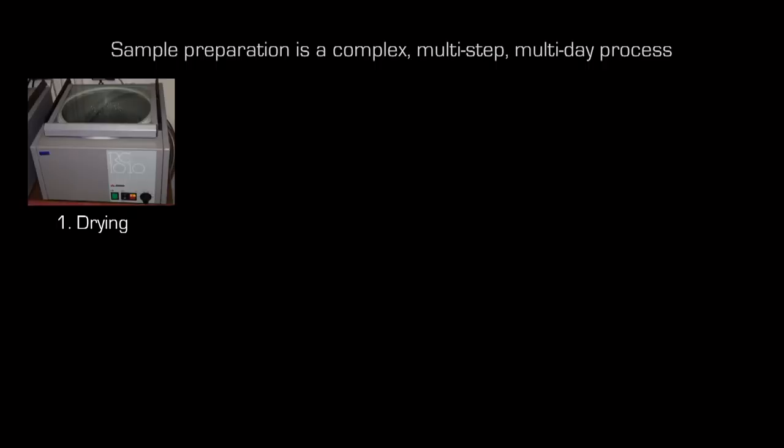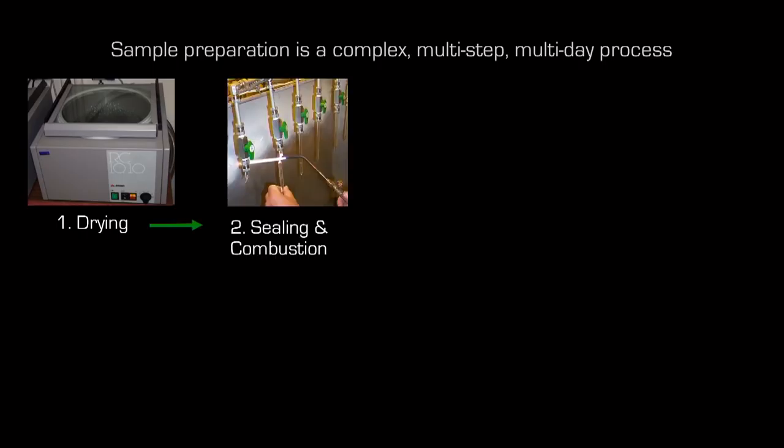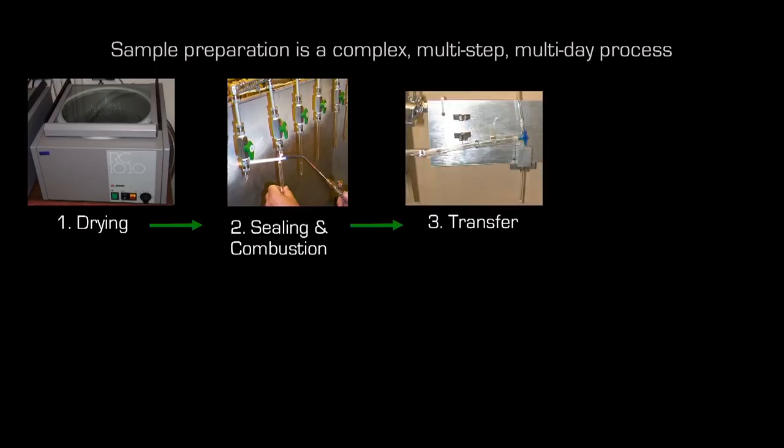So the first thing you have to do, you take your sample, whether it be tissue or blood or whatever you have, and you have to dry it. You have to get rid of all the liquid that's in that sample. And that can take a long time, especially if you have a large sample. So it could be a multi-day process just to dry the sample. And then you have to combust and seal it. You could heat it up at about 900 degrees Celsius, and you actually form a CO2 gas at this point from your sample. So you're left with just this gas, which then has to be transferred to a special reaction tube.